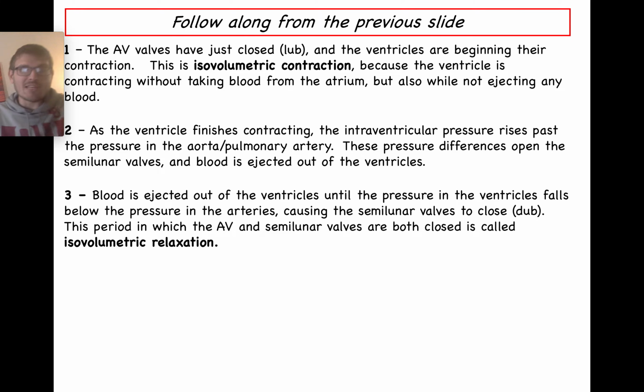So blood continues to be ejected out of the ventricles until the pressure in the ventricles falls back below the pressure in the arteries. So just naturally, as we get that pressurized blood out, the pressure on the remaining blood is going to go down. Once the pressure in the ventricles goes back below the pressure in the arteries, we are going to close the semilunar valves again, because that's the rule. If the pressure in the arteries is higher than the pressure in the ventricles, those valves have to be shut. Otherwise, blood is going to backflow.